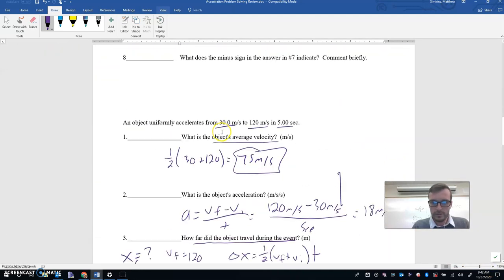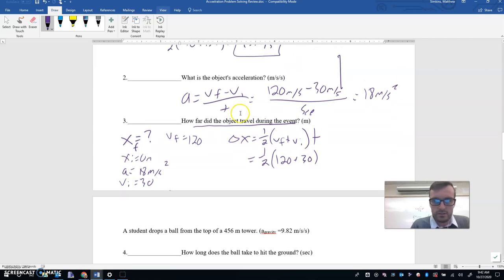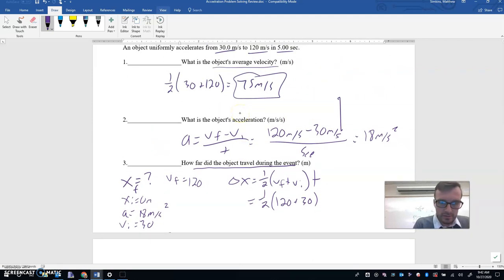Where were we? Down here? Okay. 120 plus 30 times T. Oh dear, do we know T? No, we know that too. We could pretty much use any equation because we do know that T is 5 seconds. All right, so times 5 seconds. And that's going to come out at 150 times 1/2, and then times 5. So it looks like we're going 375 meters in that amount of time.